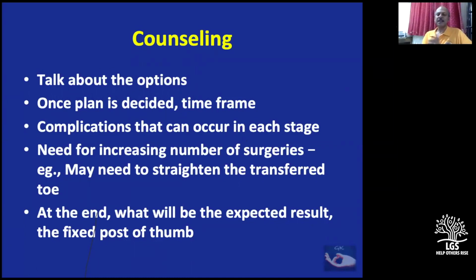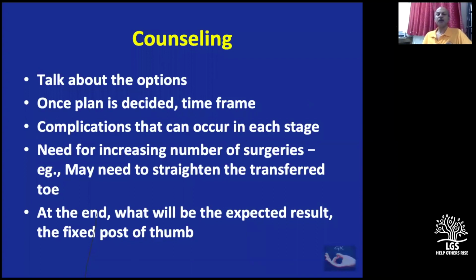For instance, if you do a toe transfer, the toe, as you know, has got the habitus like this. It will not look nice if the toe is like this, the thumb is like this. So this may have to be straightened out. That may need a surgery. We are not sure. We'll have to assess it afterward. This must be counseled to the patient. Not talking to the patient about all the problems is the cause for lawsuits, as I said that day.